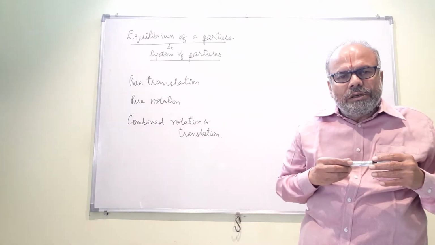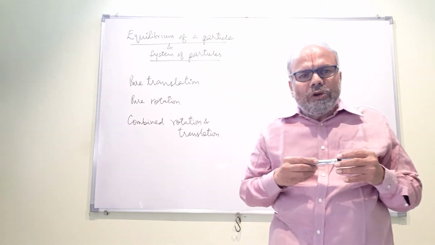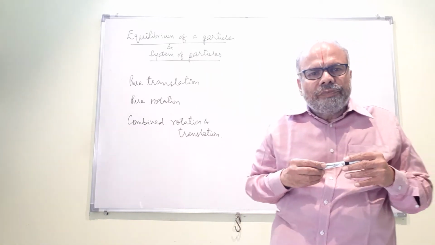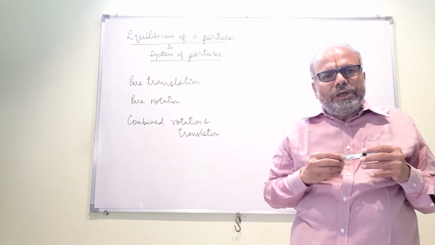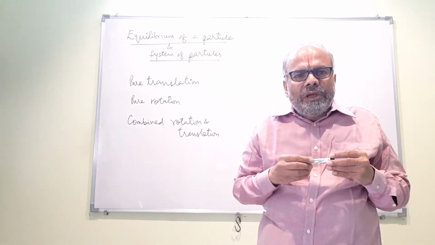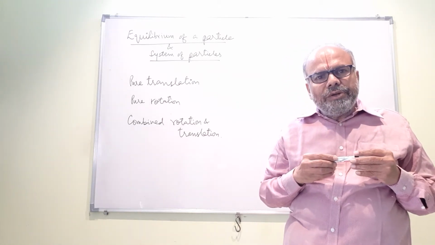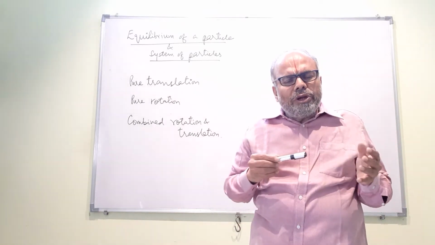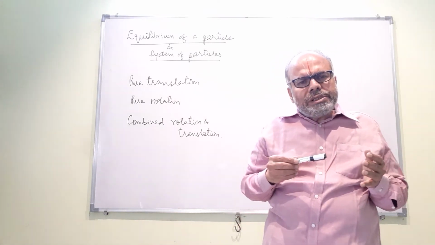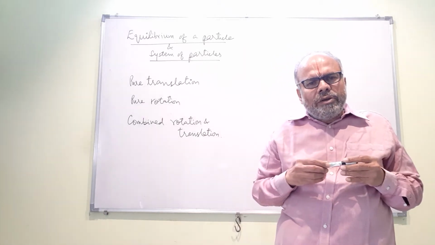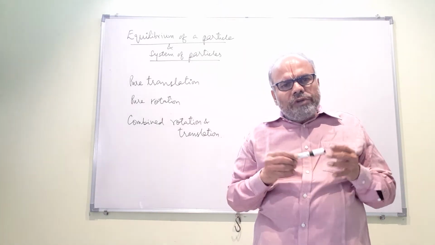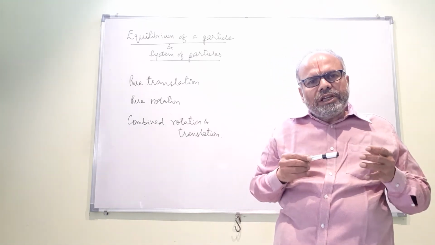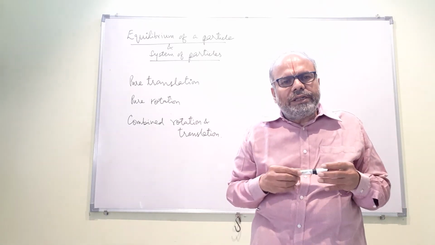We wish to see what is equilibrium of a particle and a system of particles. First of all, let us try to understand what is a particle. A particle is represented by a point. Now, any body has got dimensions, shape, size, etc. So, if you are representing it by a point, there must be certain physical significance to that. Let us see what that is.